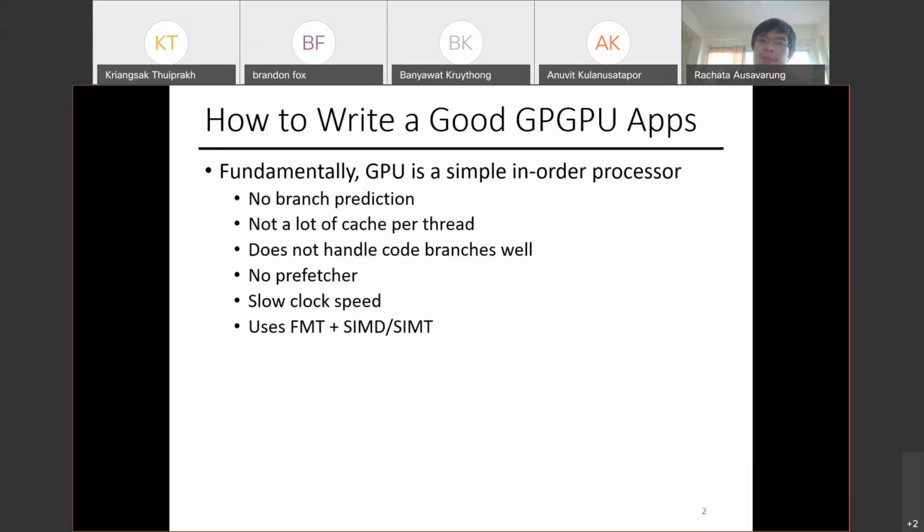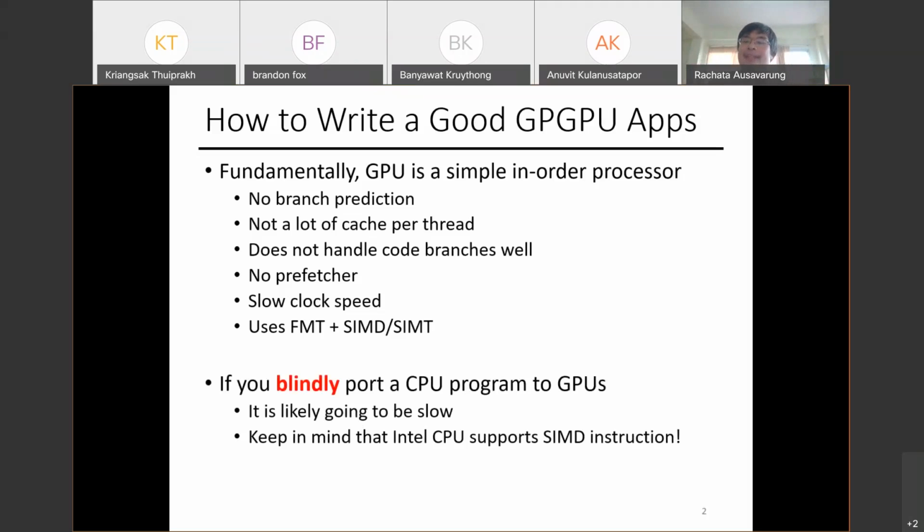Fundamentally, if you think about it, the GPU is an in-order processor that is pretty slow. There's no branch prediction. There's not a lot of cache per thread. It doesn't handle code branches well at all, right? You don't want branches in your code. There's no prefetcher. We'll talk about what a prefetcher is in a few slides. The clock speed is slow. And it uses SIMD and fine-grained multithreading to make up for all these downsides, right?